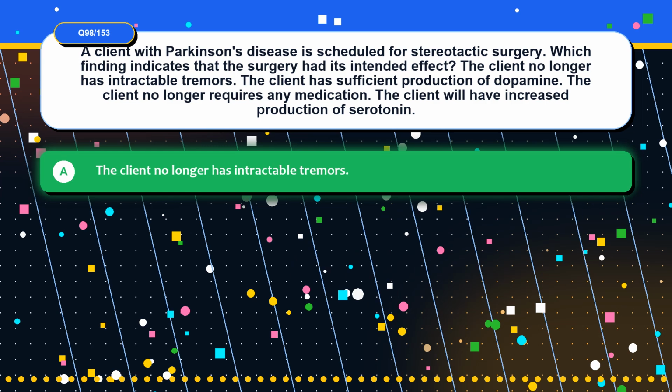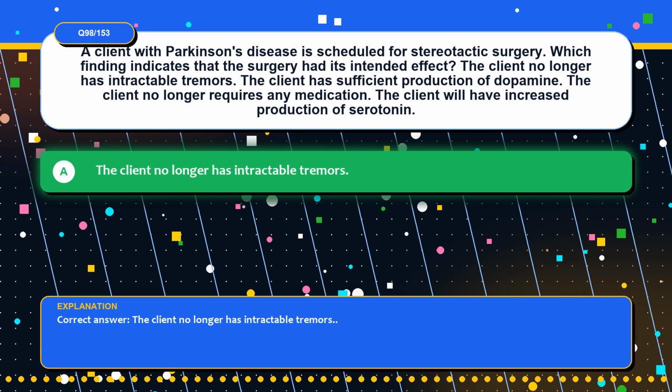The correct answer is option A. The client no longer has intractable tremors. Correct answer.